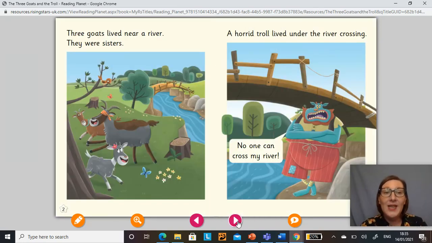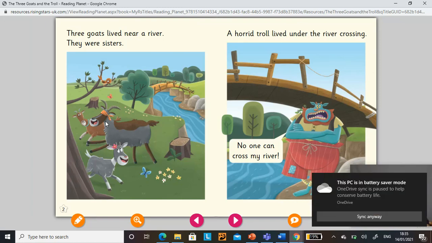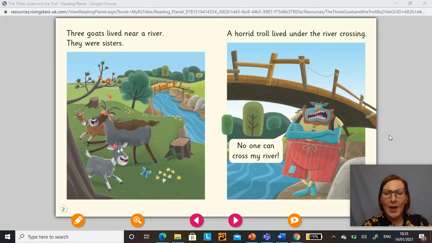Three goats lived near a river. They were sisters. A horrid troll lived under the river crossing. "No one can cross my river," said the Troll. He looks very angry, doesn't he? Ooh, I don't think I'd like to cross him and cross his little bridge.